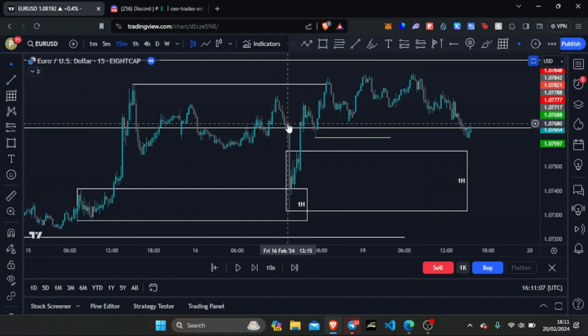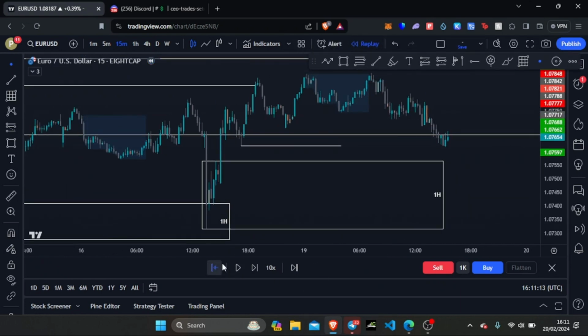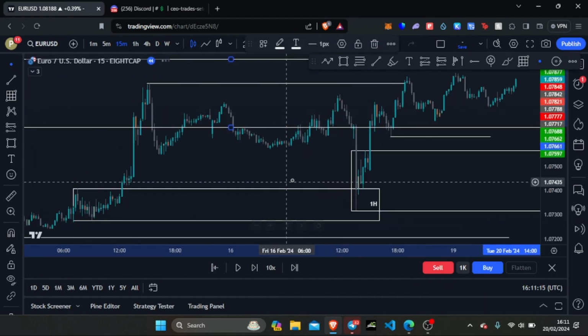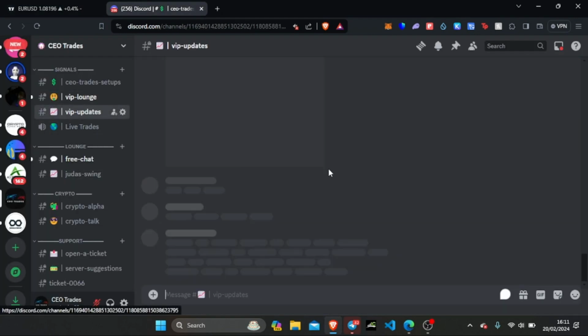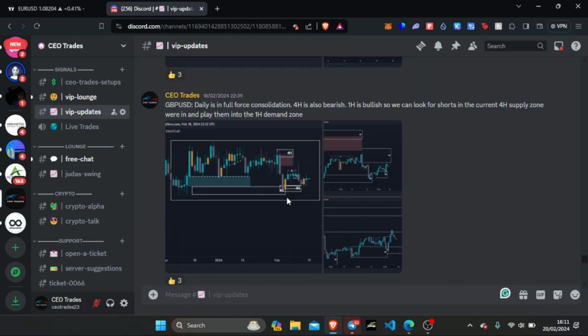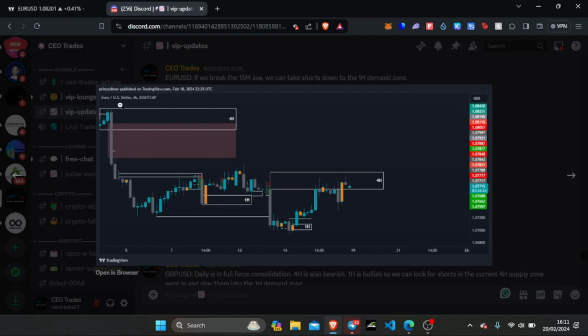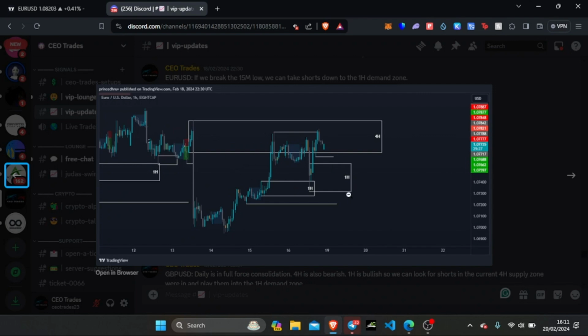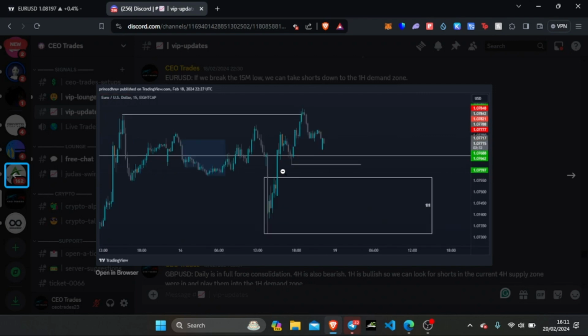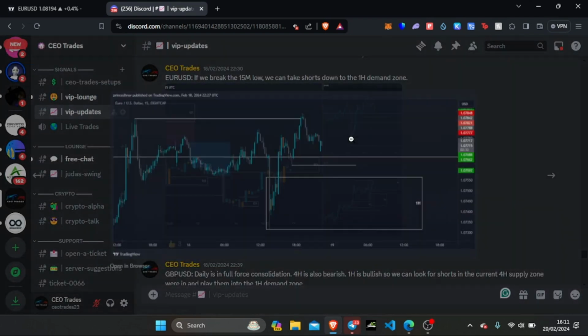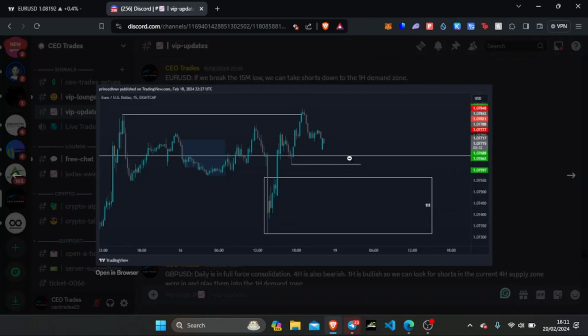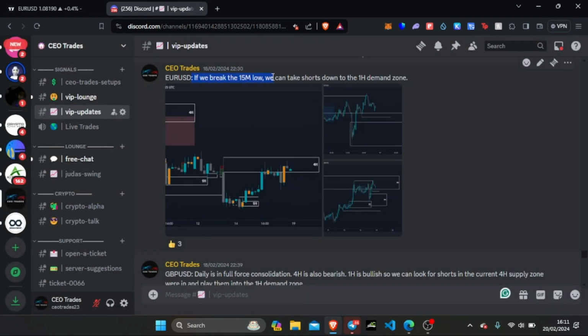And from there what we can do is drop down to the 15-minute, and on the 15-minute what I had marked up, if I replay the chart, is on Sunday night in the VIP updates I gave all of the members this breakdown of Euro USD. So I had this marked out on the 4 hourly, I had this wick, and then on the hourly I said we've got this zone down here, and on the 15-minute I was interested in seeing price break this 15-minute low in order for us to take shorts all the way down into this hourly demand zone. So I said if we break this 15-minute low, we can take shorts down to the hourly demand zone.